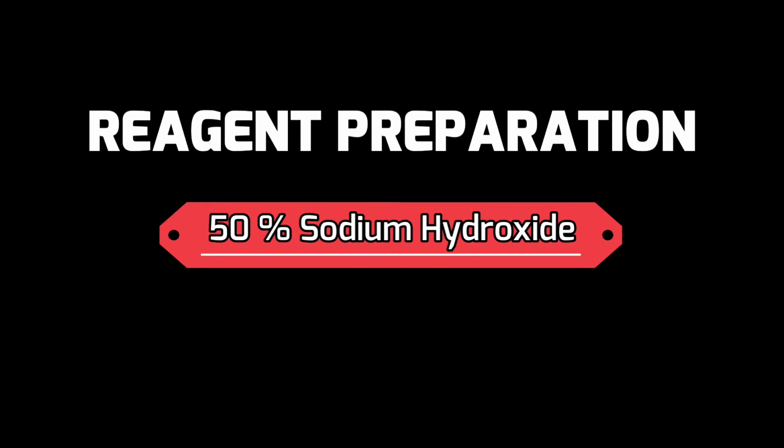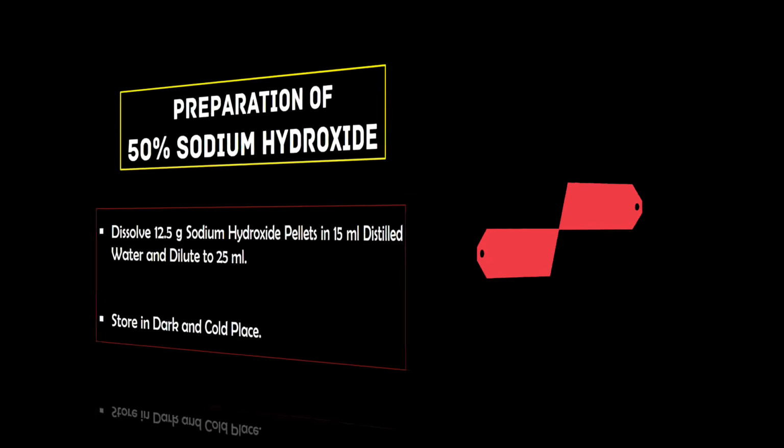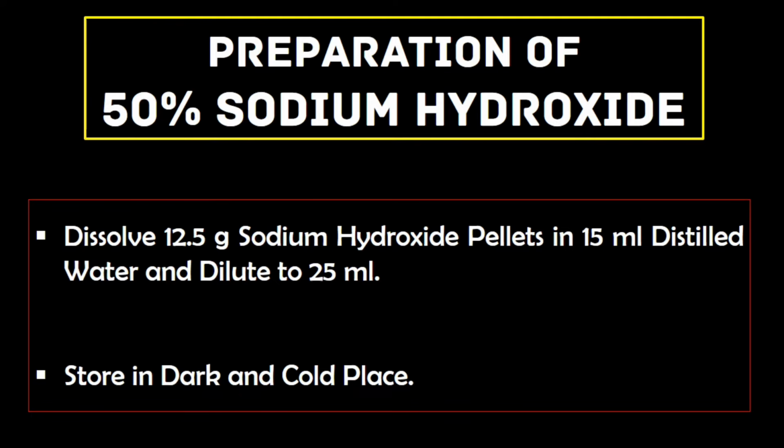At first, we are going to prepare 50% sodium hydroxide solution. Dissolve 12.5 grams sodium hydroxide pellets into 15 ml distilled water. Cool and dilute the solution to 25 ml.